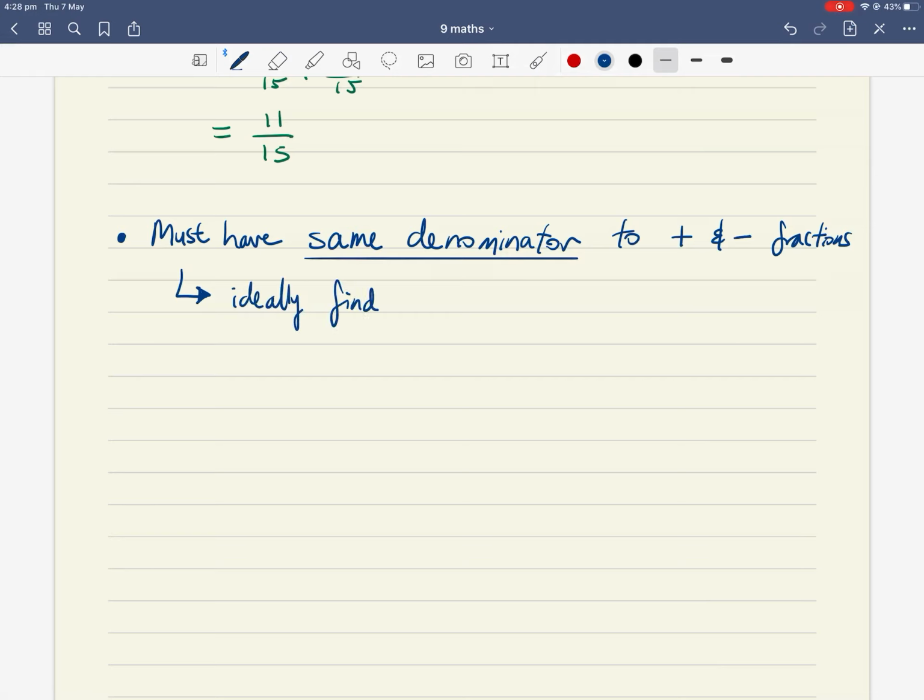So ideally, find the lowest common denominator.